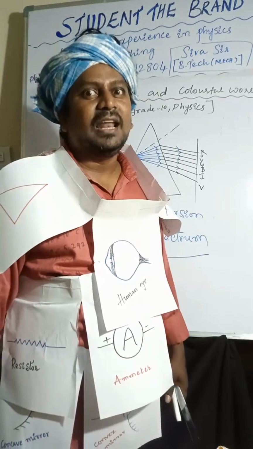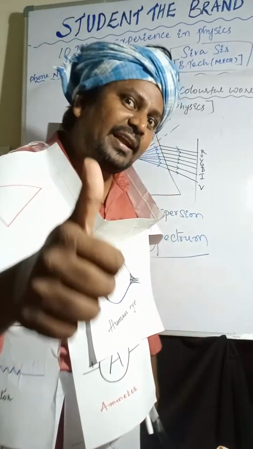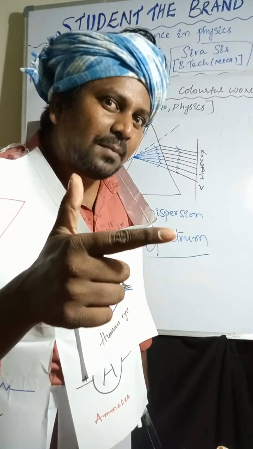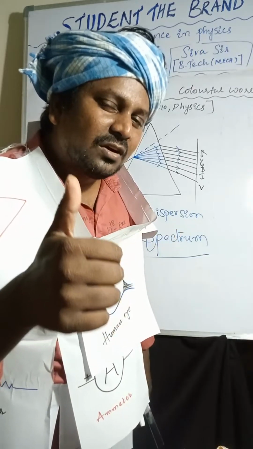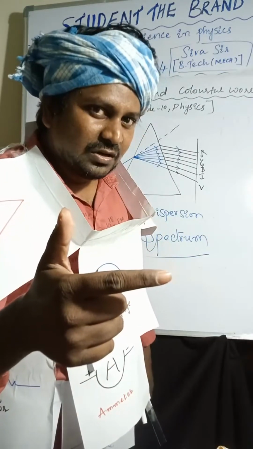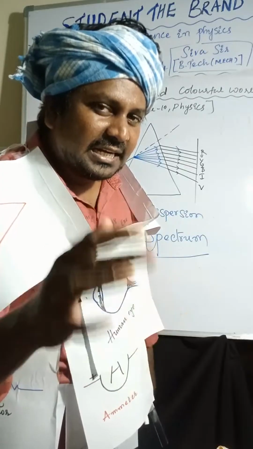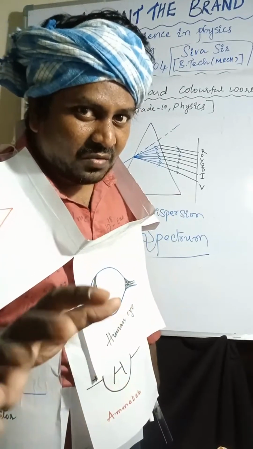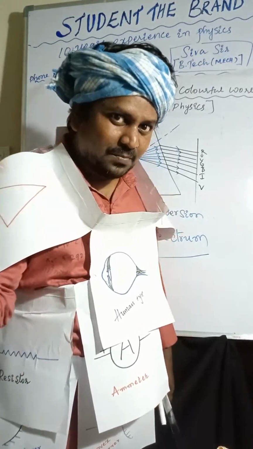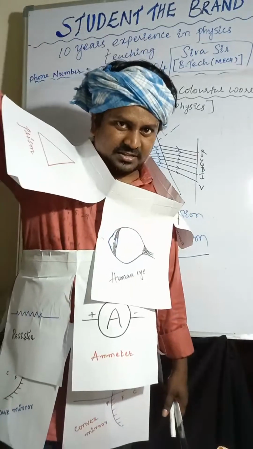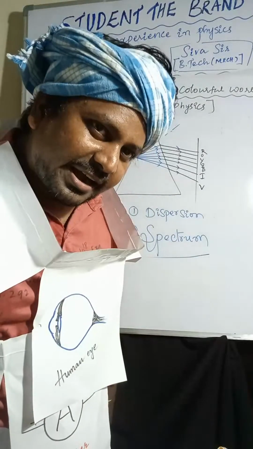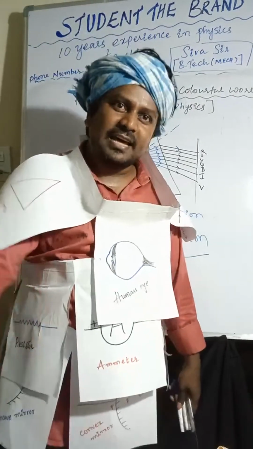Splitting of white light into seven colors is known as dispersion. When a light ray passes through the prism, because of the refractive index, because of the wavelength, based on the deviation, the light ray will bend towards the normal line. Violet bends the most, red light bends the least. That is the reason the bottom is violet and the top is red. Yes or no?